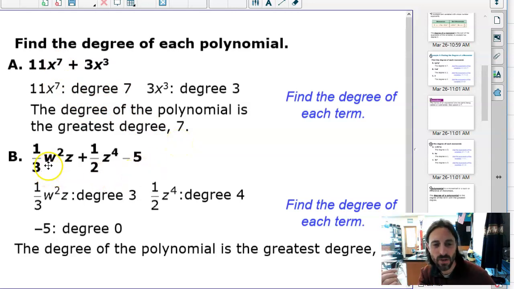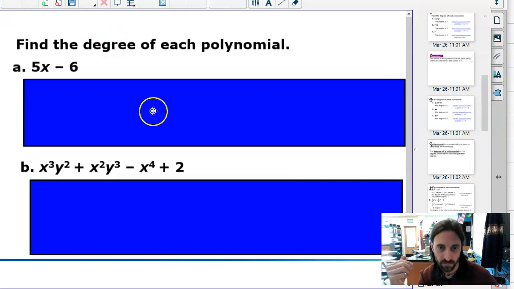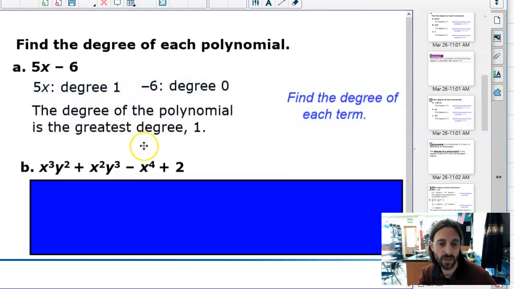In example B, you can see you've got w squared z, so that would be the 3rd degree. Z to the 4th is the 4th degree. Minus 5 is the 0 degree, therefore the highest degree is 4th degree. And actually this matters because this foundation will determine the shape and the picture and the pattern of functions throughout your mathematical career. So again, on this first example, 5x minus 6. I've got x to the first. The degree is the first degree, or degree 1.